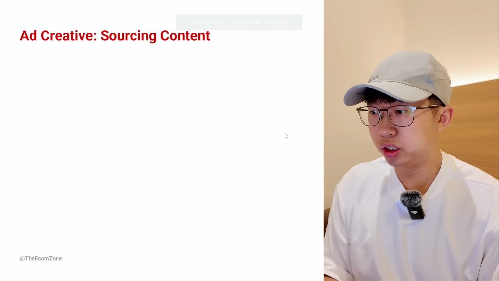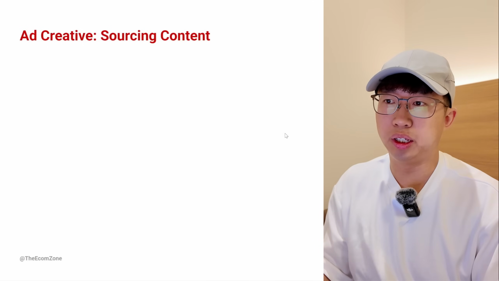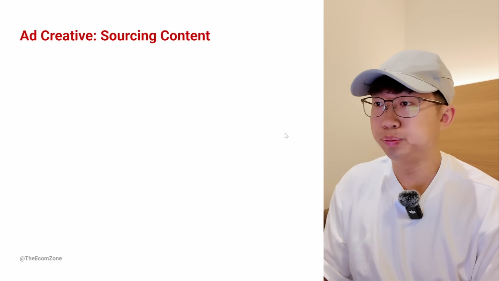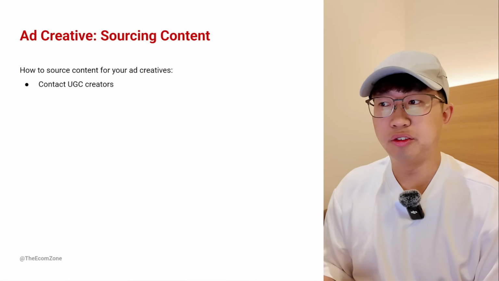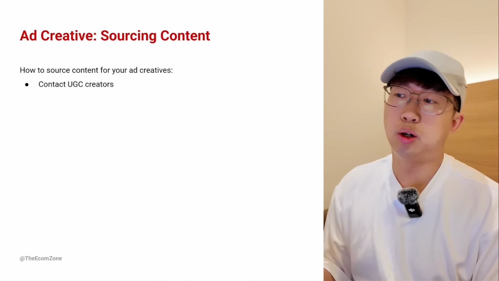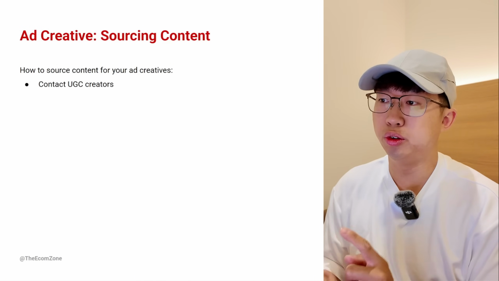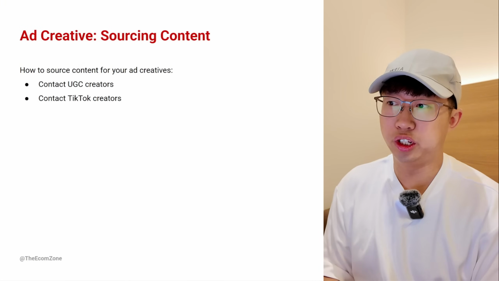So next, we're going to talk about sourcing content. Because now that we have our ad copy, what about our ad creatives, right? So how to source content for your ad creatives. So the first method is contacting UGC content creators on Fiverr and Upwork. However, this is quite expensive because you do need to pay for them and you do need to send the products out to them. The next method is cheaper.